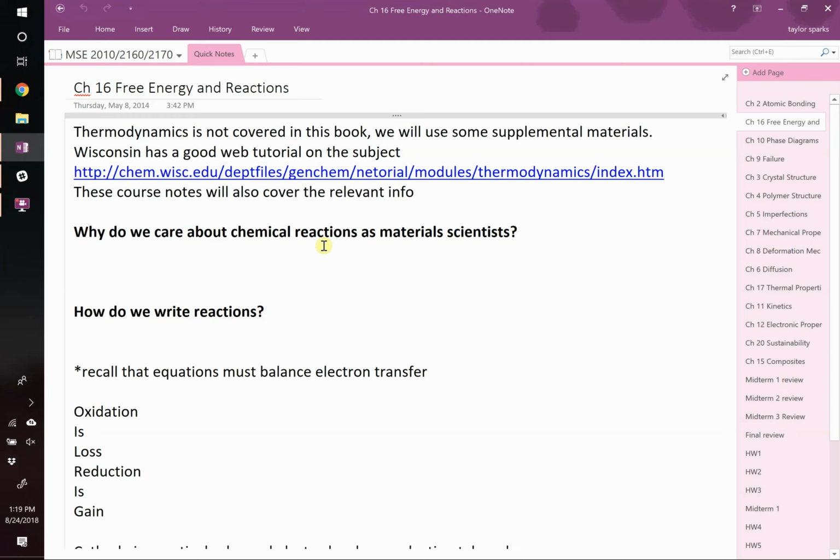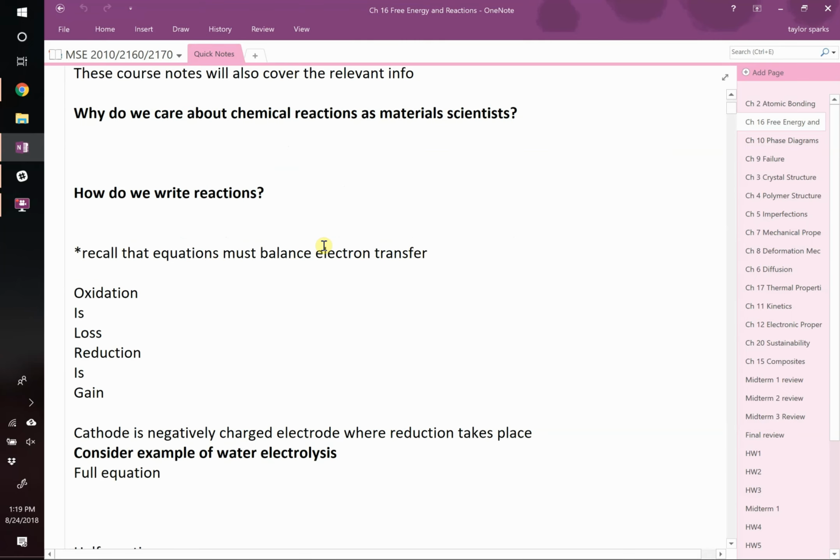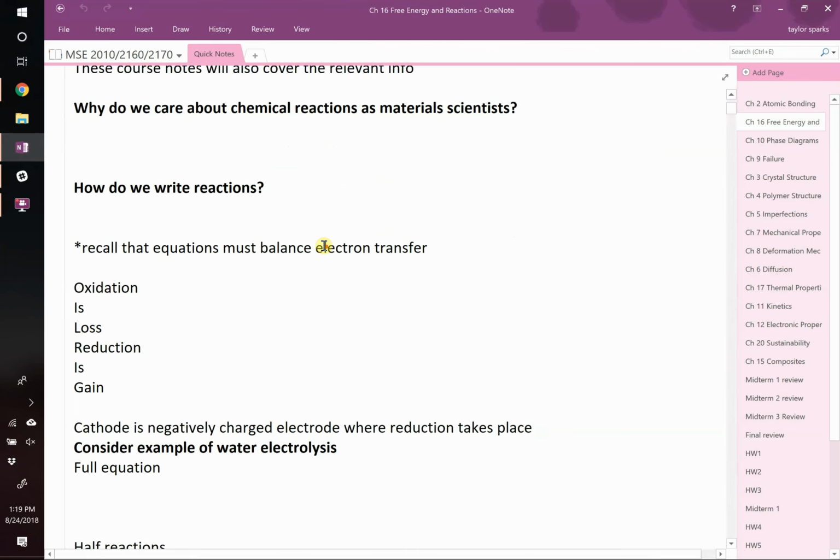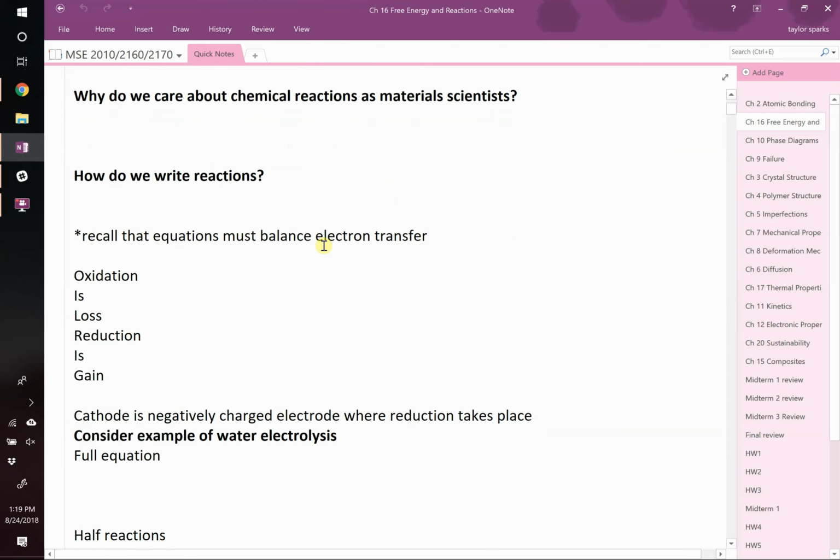And the first concept I want to write out is, first off, why do we care about reactions as material scientists? Maybe turn to your neighbor and tell them, why do we care about chemical reactions as engineers in general? Okay, what do we think?